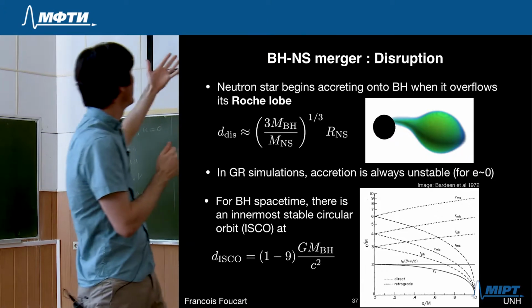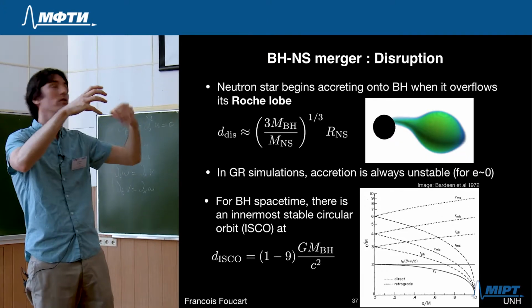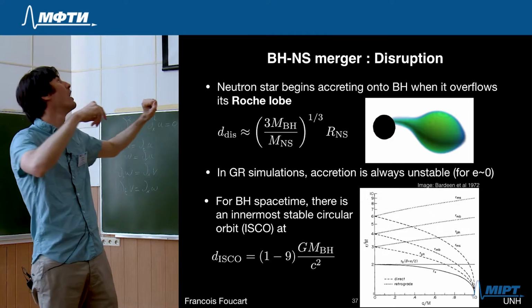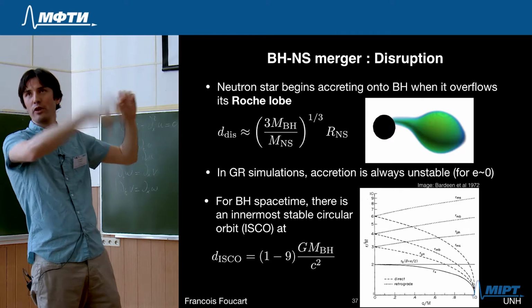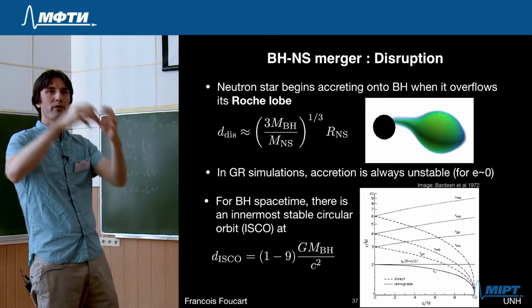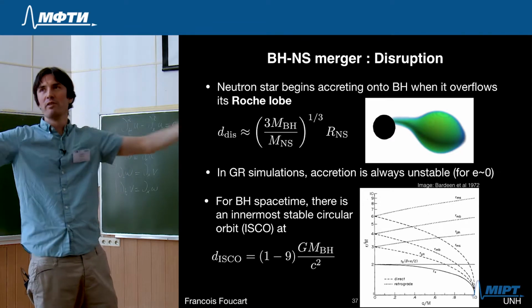So there is no circular orbit that remains outside of that ISCO. And so if you reach the ISCO, the innermost stable circular orbit, without disrupting, you are just going to fall into the black hole. If you disrupt outside of the ISCO, you are going to be ripped apart.